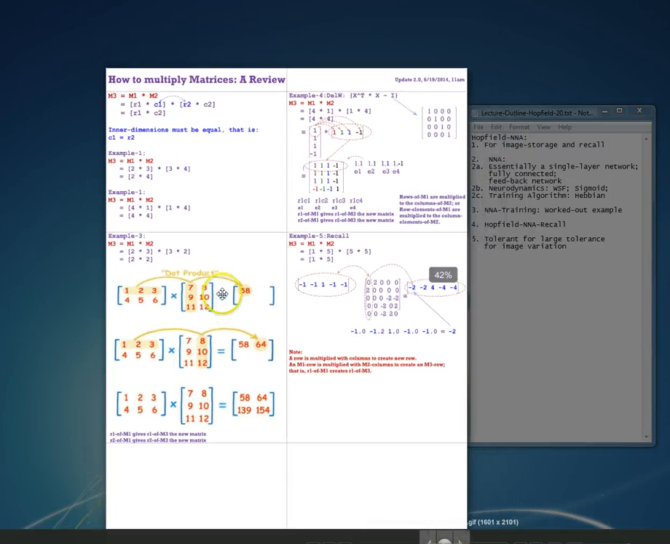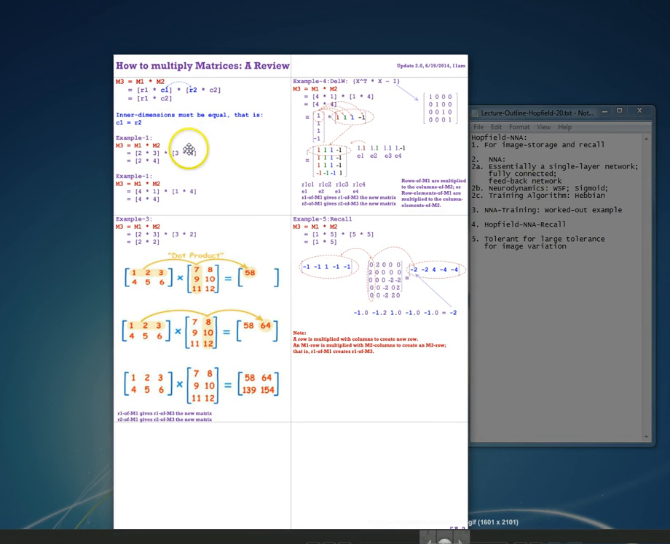Look at basic matrix multiplication. Whenever you have two matrices, M1 and M2, with a number of rows and columns, say matrix 1 has R1 rows and C1 columns, whereas matrix 2 has R2 rows and C2 columns. To be able to multiply these two matrices, the columns of the first matrix have to be equal to the rows of the second matrix.